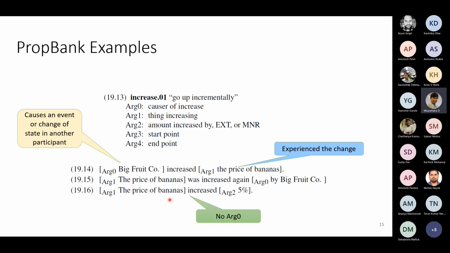So some other example would be like increase.01, where again one sense of the word increase, where it grows up incrementally. And the labels which are defined and examples are given here are the causer of increase, the thing that is increasing, and so on. So arg0 is causing an event to change, and arg1 is the thing that is experiencing the change, and there can be some cases where there is no arg0, and so on.